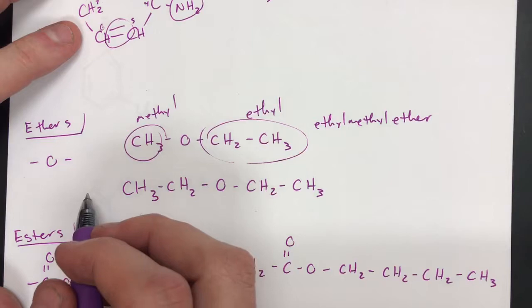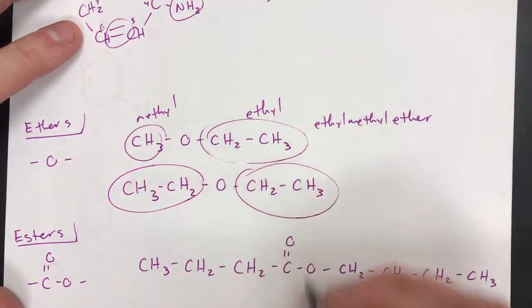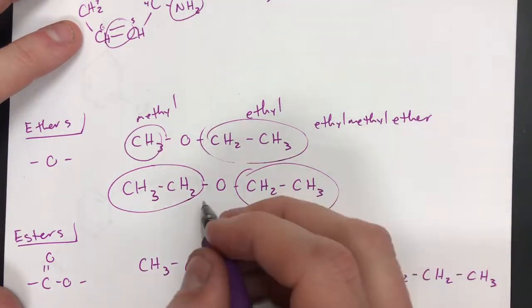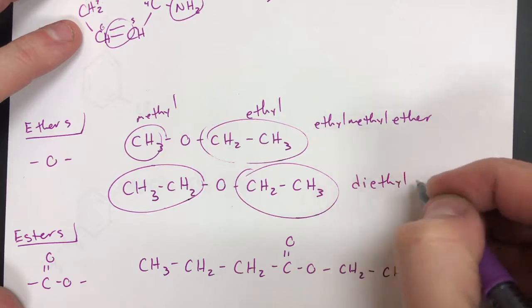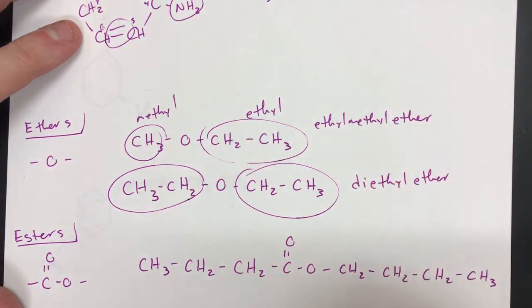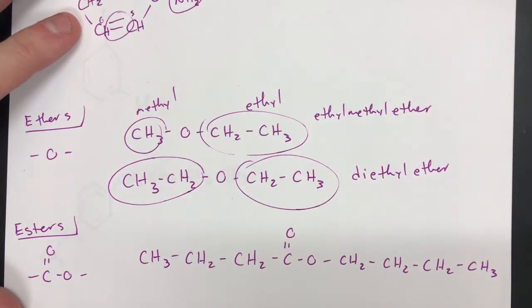The only other thing that we need to know is if it's the same group, like we have here, where these are both ethyl groups, rather than saying ethyl ethyl ether, you just say diethyl ether. And this is the compound that actually was extremely important in surgery before we had nitrous oxide and lots of other crazy anesthetics.